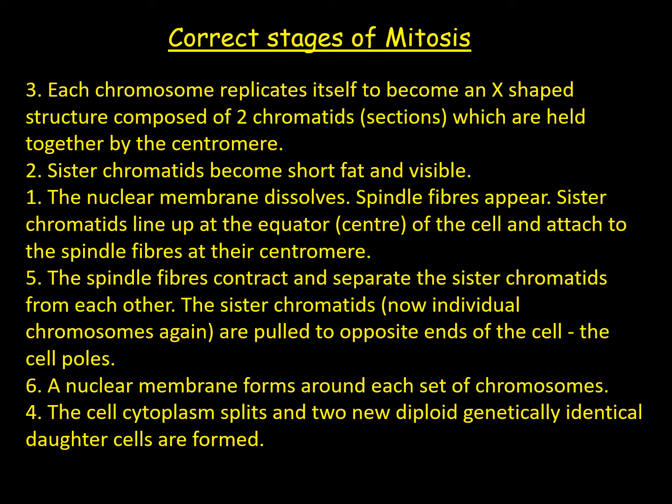Then number 5, the spindle fibers contract and separate the sister chromatids from each other. The sister chromatids, now known as individual chromosomes, are pulled to opposite ends of the cell, which is also known as the cell poles. And then number 6, a nuclear membrane forms around each set of chromosomes. And then lastly, number 4, the cell cytoplasm splits and 2 new diploid genetically identical daughter cells are formed.